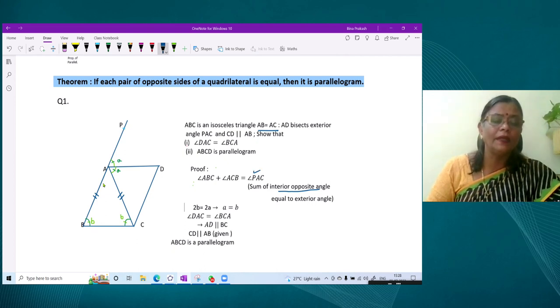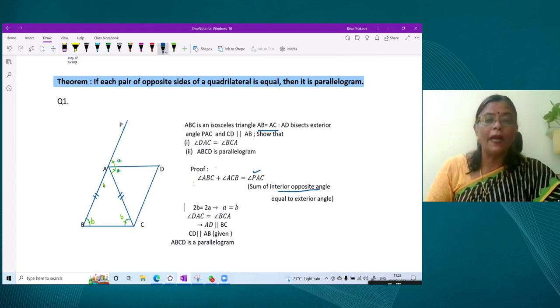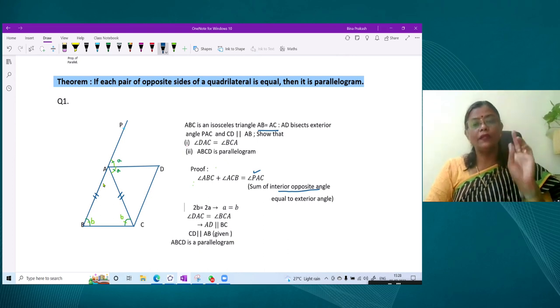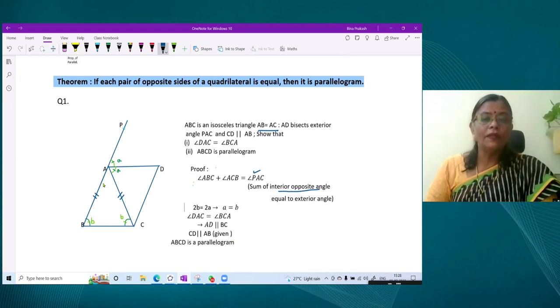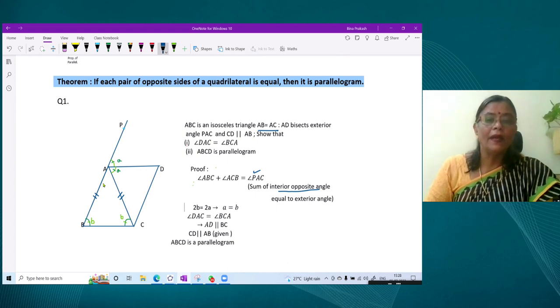What are its interior opposite angles? The interior opposite angles are these two. So adding both of them, we get this exterior angle. This was also a result which we proved in the triangles. Now, what is angle ABC? It is B. What is angle ACB? That is also B. So what result do we get? 2B is equal to 2A. This gives us the relation that A and B are equal.